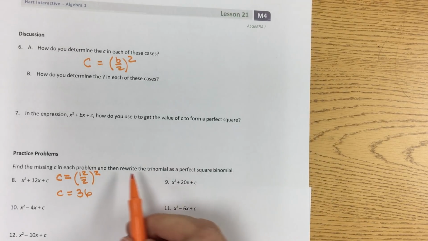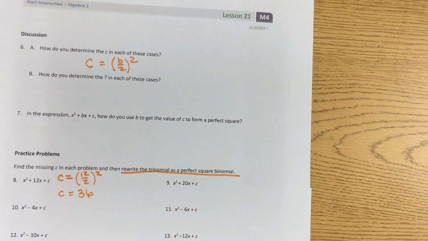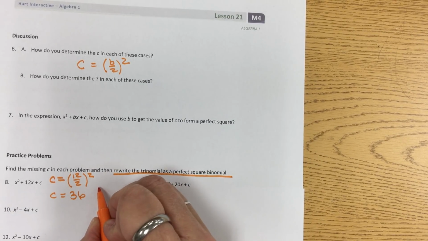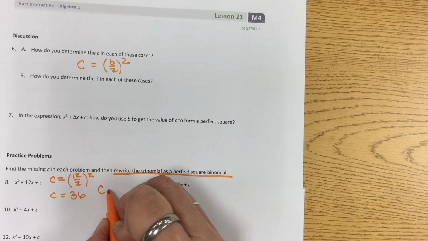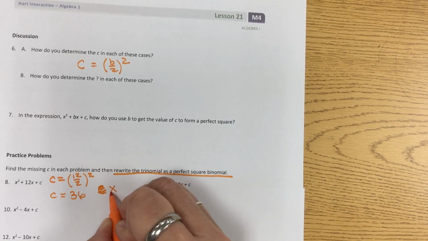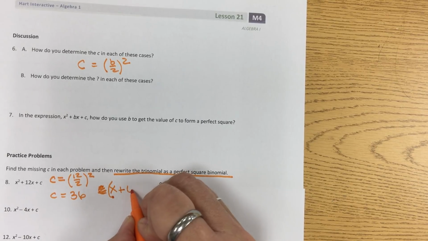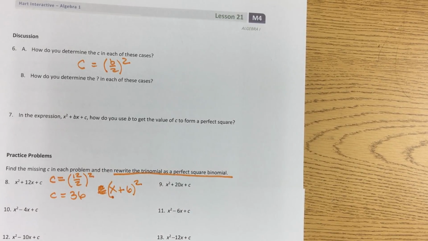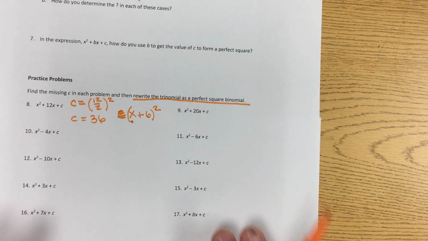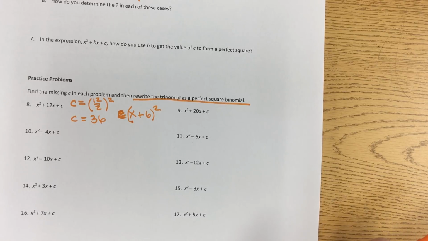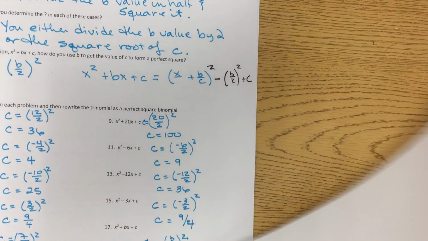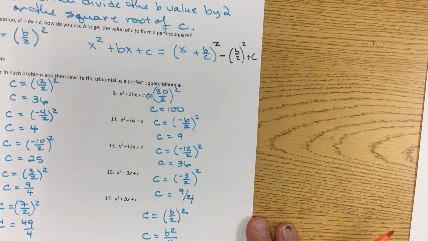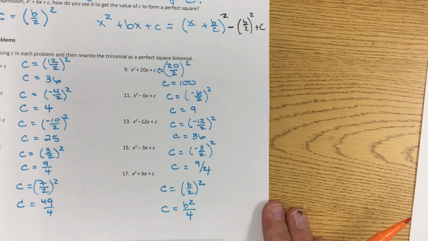Okay, now rewrite the trinomial as a perfect square trinomial. So that would have been, not C, we're using X, sorry about that, X plus 6 all squared. Right now, all I want you to do is on these right here, I want you to find all the C values. Do that first. All the C values. Pause the video. Okay, you should have found all of your C values. They should look like this.